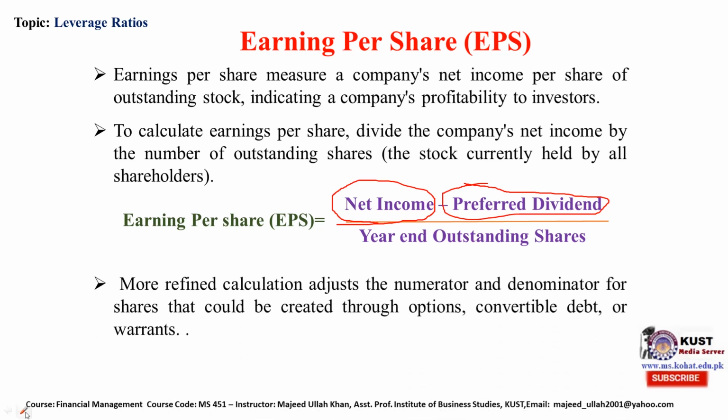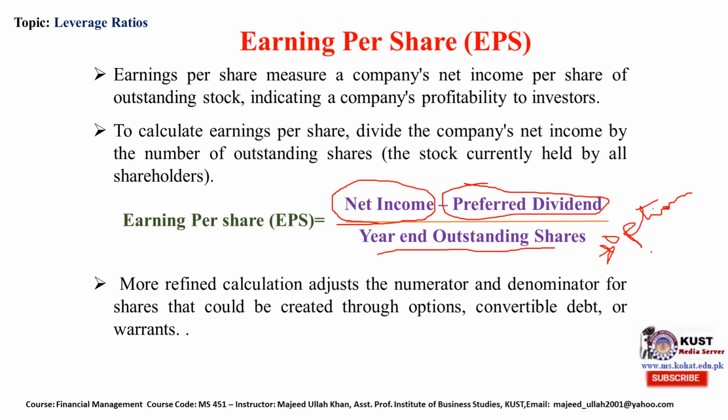We can refine this ratio, because the number of outstanding shares can be increased when there is an option given to the managers, or options given to the employees, to avail common shares, to have common shares in the company.